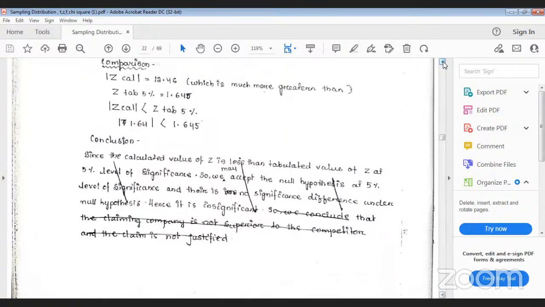Which is more than, or greater than. So I had put a less than symbol by mistake. That you have to correct. Okay. So next question.